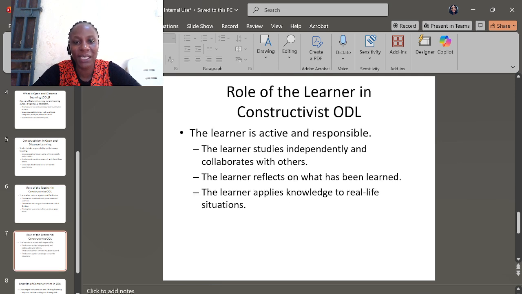What is the role of the learner in constructivist ODL? The learner is active and responsible for his or her learning. The learner studies independently and collaborates with others, so he interacts with others, thereby learning. The learner reflects on what has been learned. The learner applies knowledge to real-life situations.